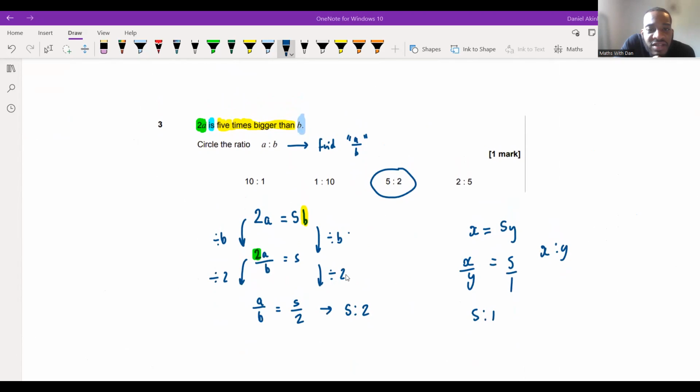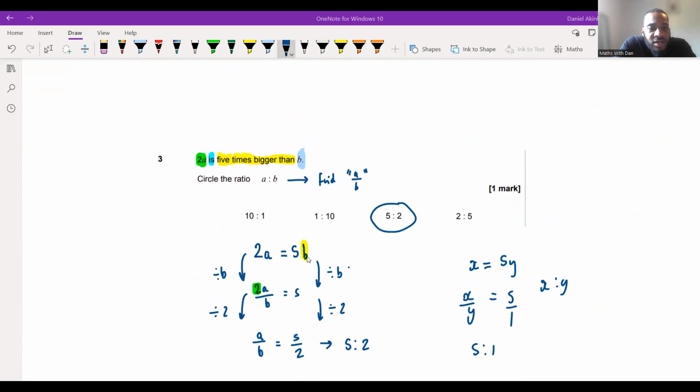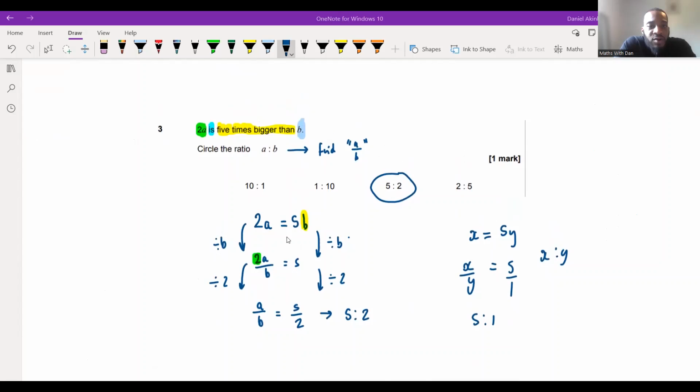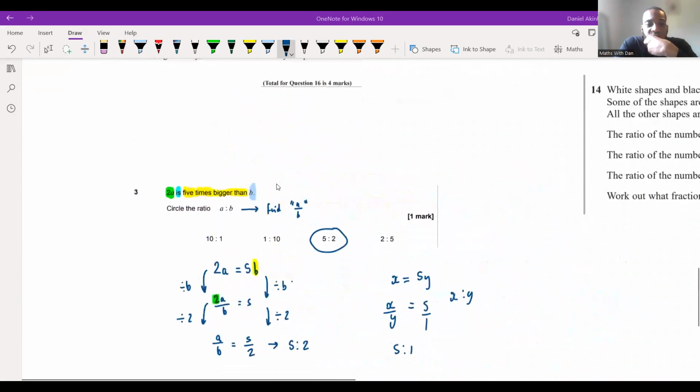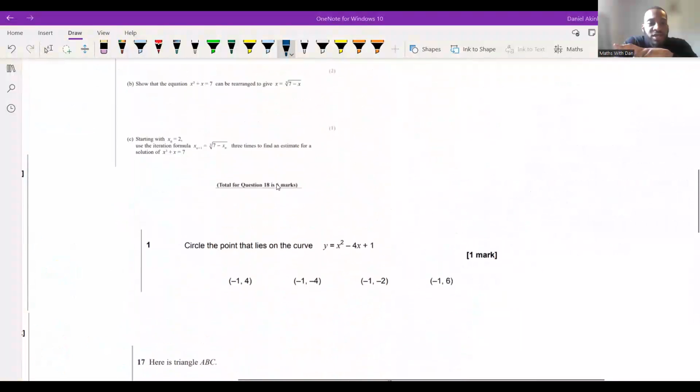How come you did B divided by A and not A divided by B? Did I do A divided by B? Let me just double check. Yeah, A divided by B, because I wanted the ratio A to B. I didn't do B divided by A. Is that clear? Is that okay, just for anybody that had a question? Let me know in the chat.